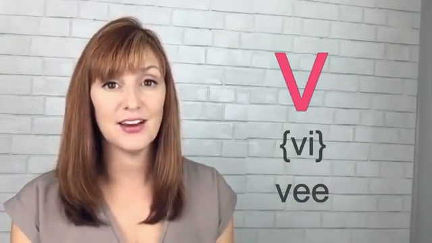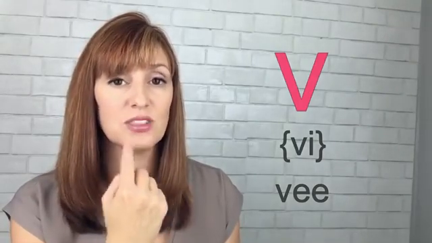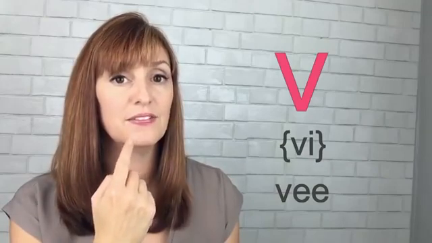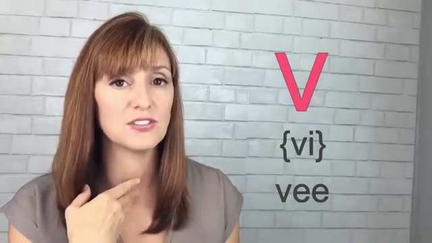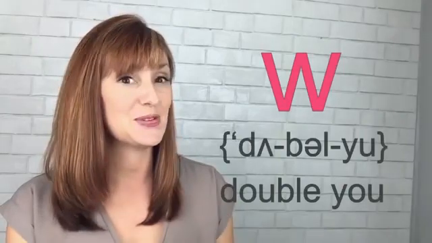Then moving on to V. Again, that E vowel sound coming after the consonant V, where the top teeth are connecting with the bottom lip. V. Our vocal cords are engaging for the voiced V. V. V.